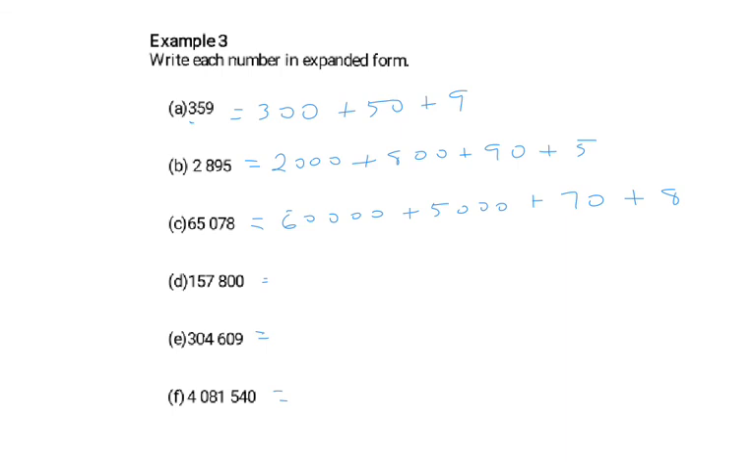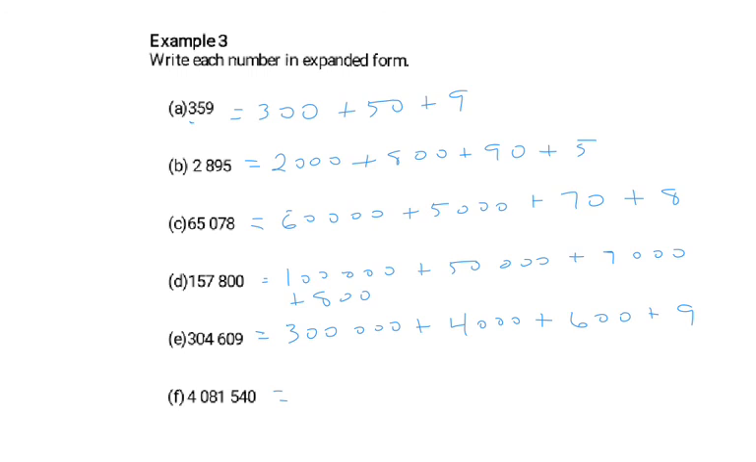Our next one, we have 157,000, so that's 100,000 plus 50,000 plus 7,000 plus 800. And there's no tens or ones, so we don't write anything down for them. All right, we are already down to number E here. We have 304,609. So we start with that 3. It's in the 100,000 position, so that's 300,000 plus, and the next one over will be the 4,000 plus 600 plus 9.